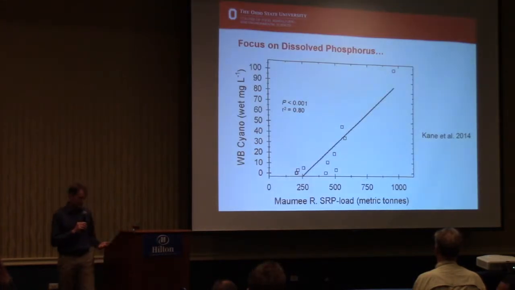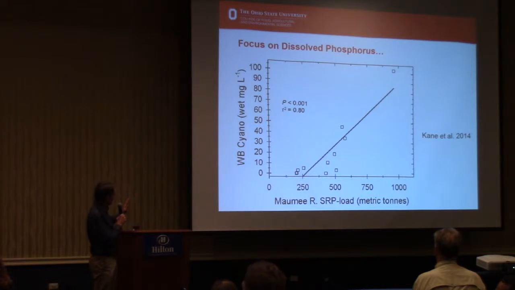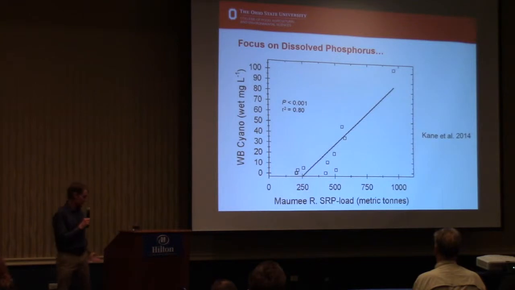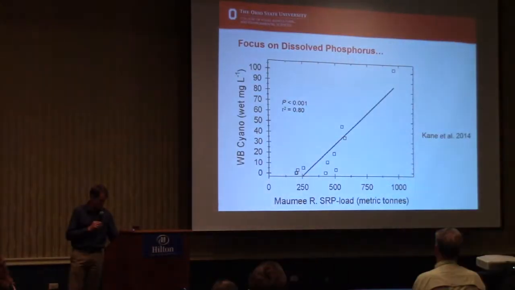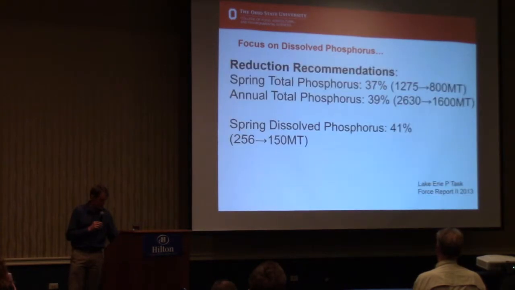And we see really strong trends if we look at the amount of cyanobacteria, or the amount of harmful algal blooms, on the y-axis here, and the amount of soluble reactive phosphorus on the bottom axis. We see really strong correlations there. So there's some kind of strong connection between the amount of phosphorus going in and the amount of harmful algae that we see in the lake.